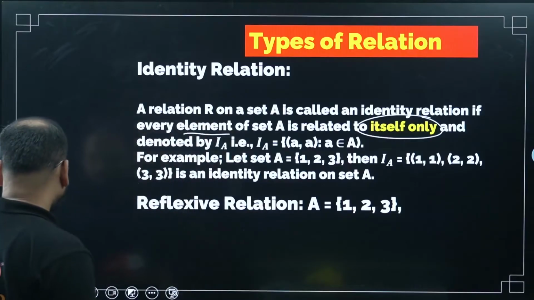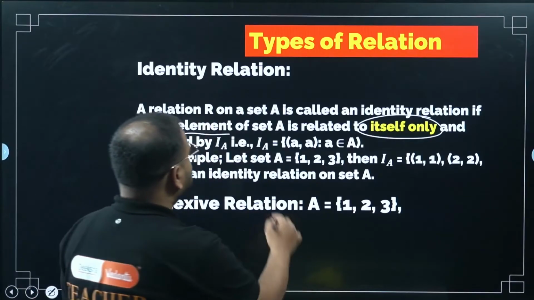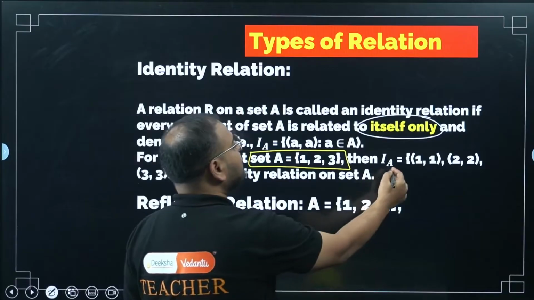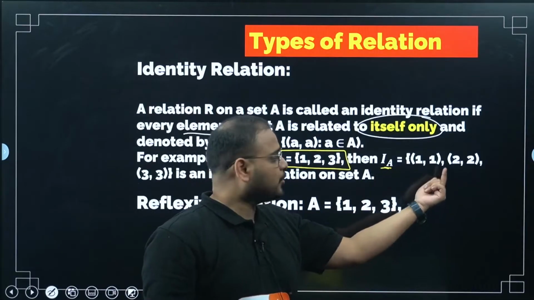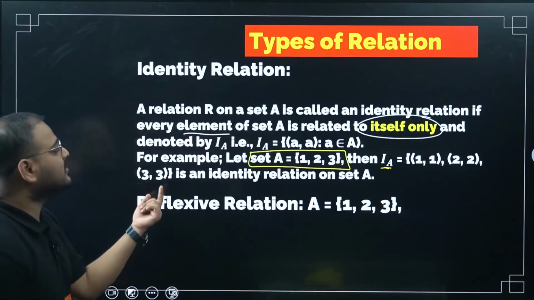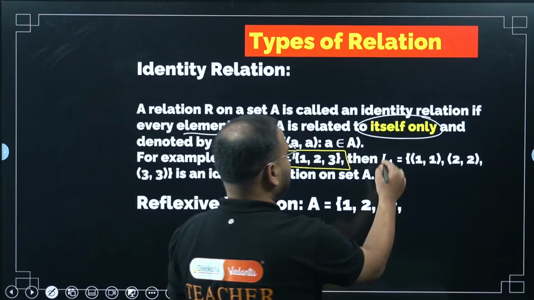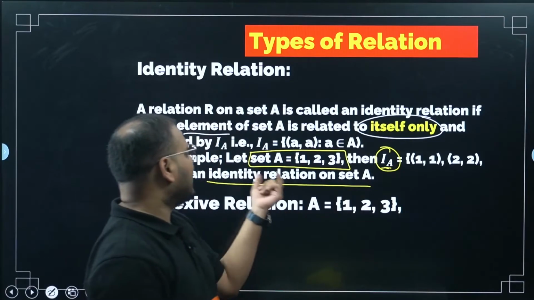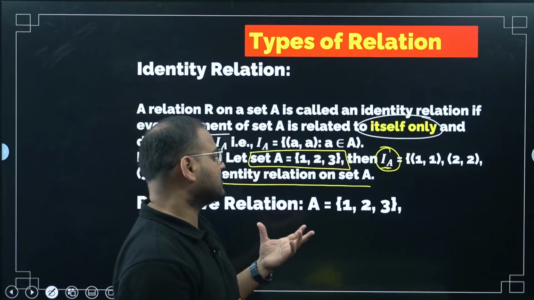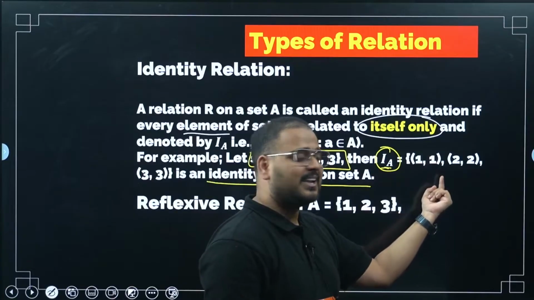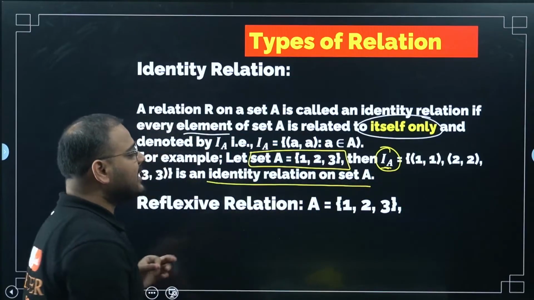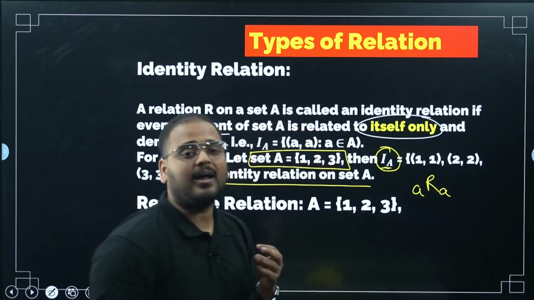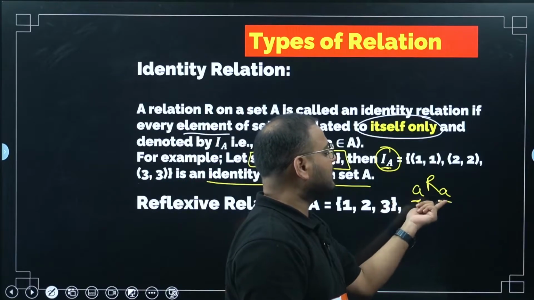Okay, so let's take an example. If you see here, set A is 1, 2, 3, then my identity relation is I_A, such that 1 is forming the relation with 1, 2 with 2, and 3 with 3. So this set I_A is called the identity relation on set A. The element is coming with itself only. So basically, if I'm writing an identity relation, it will be a R a. This element is forming the relation with itself only.